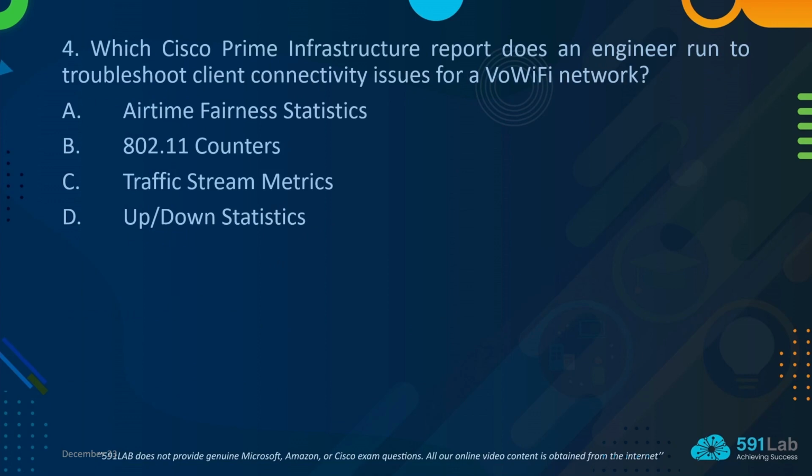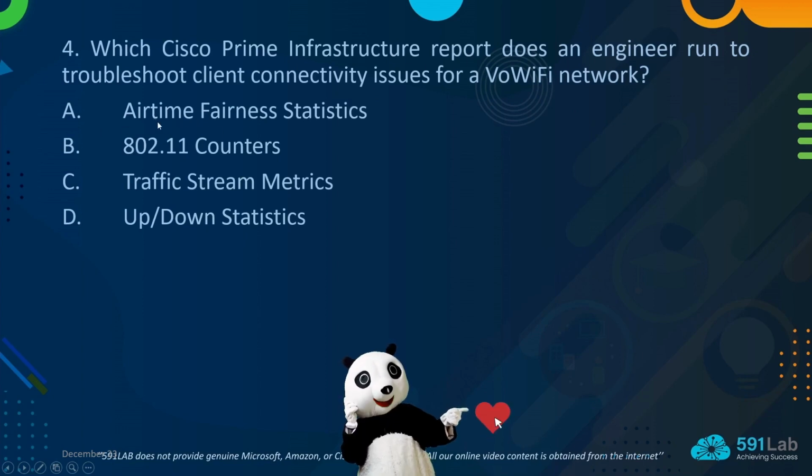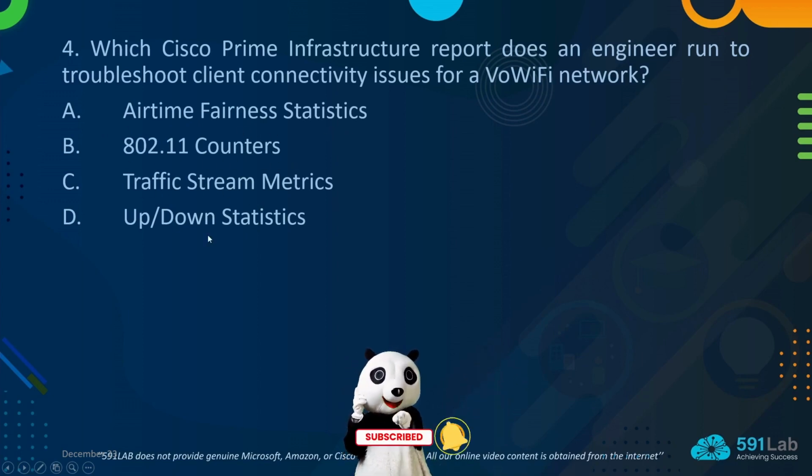Next one. Which Cisco Prime Infrastructure report does an engineer run to troubleshoot client connectivity issues for a VoIP Wi-Fi network? A VoIP Wi-Fi network is a voice Wi-Fi network. So which report does Cisco Prime Infrastructure need to run in order to troubleshoot the client connectivity? Is it AFS or airtime fairness statistics, 802.11 counters, traffic stream metrics, or up-down statistics?